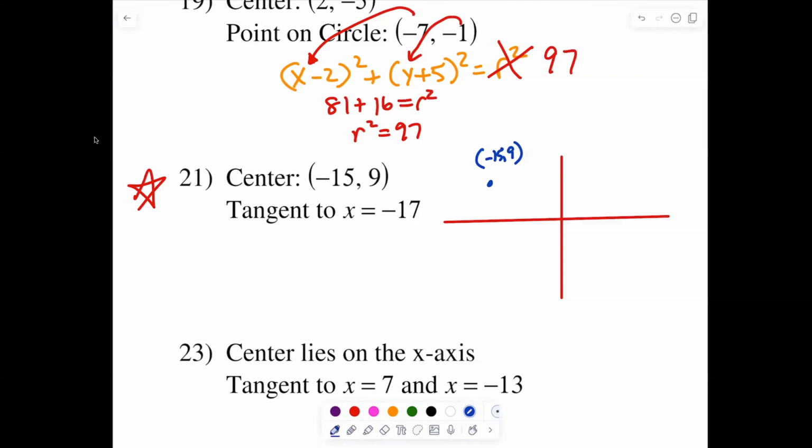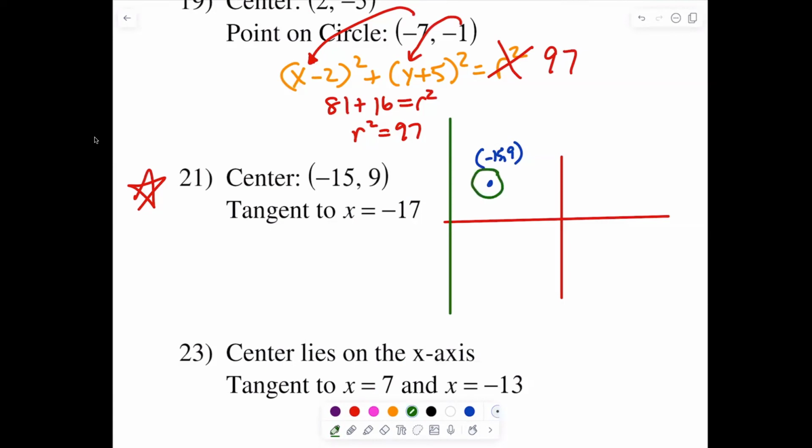Now it's tangent. What does tangent mean? Well, in that context, you are correct, but in the context of this problem, you are incorrect. It's tangent to x equals -17. It only touches it once. Here is the line x equals -17. So if it only touches that at one spot, what is the radius? 2. How do I know that?